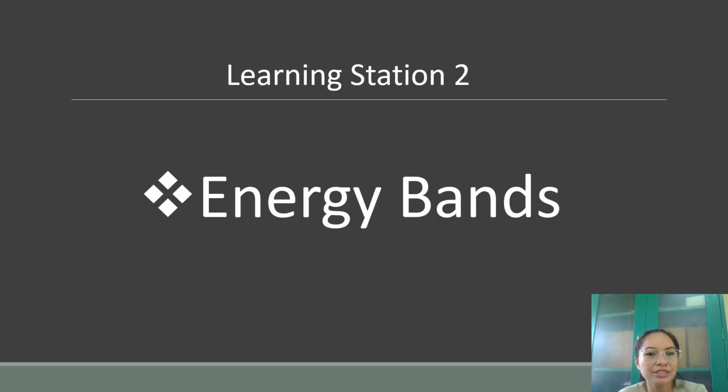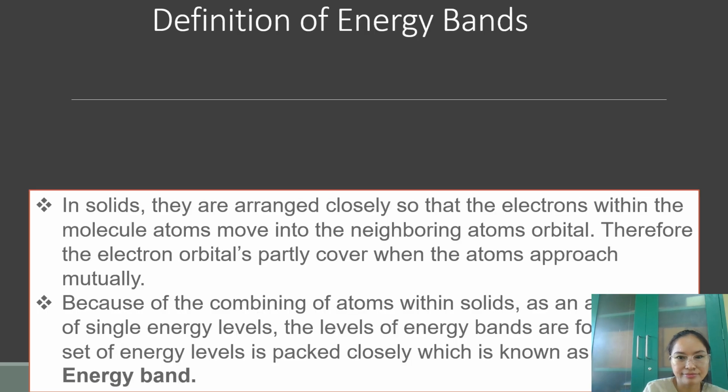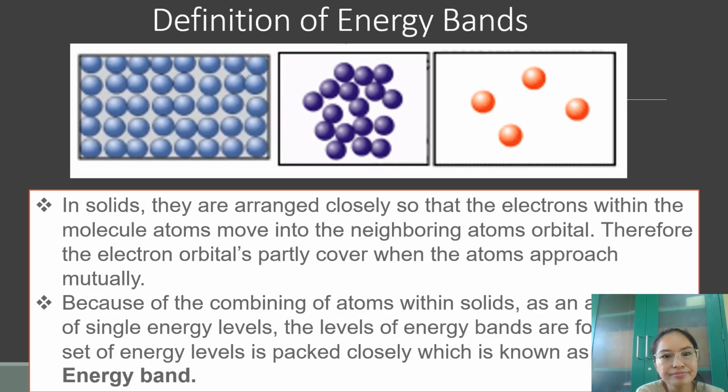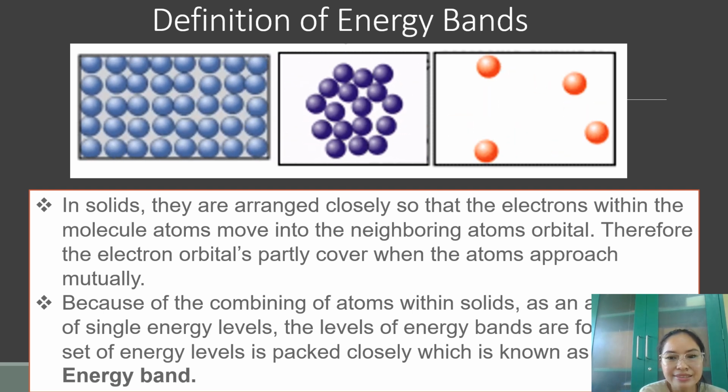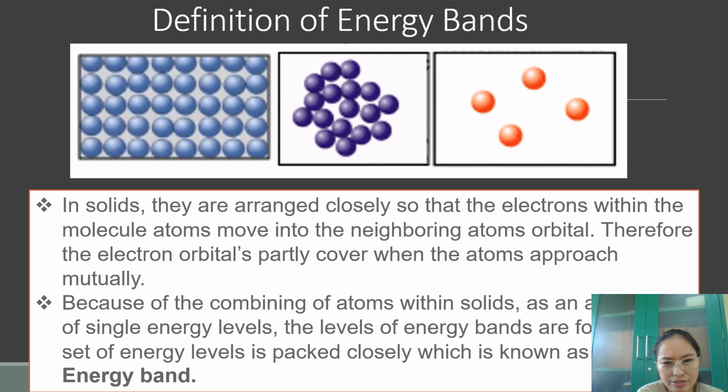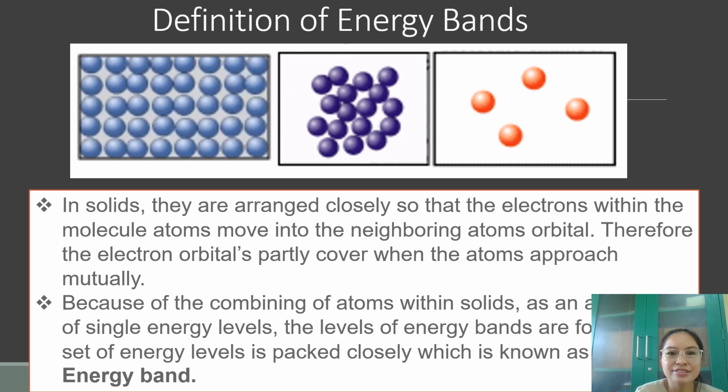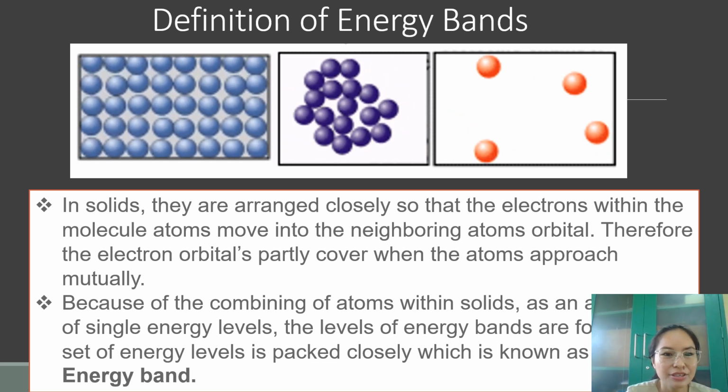Let's now proceed to learning station 2, in which we are going to define energy bands and cite examples of materials based on this energy band theory. Okay, we have here a diagram of solid, liquid, and gas. Which do you think is solid? Which do you think is liquid and gas?